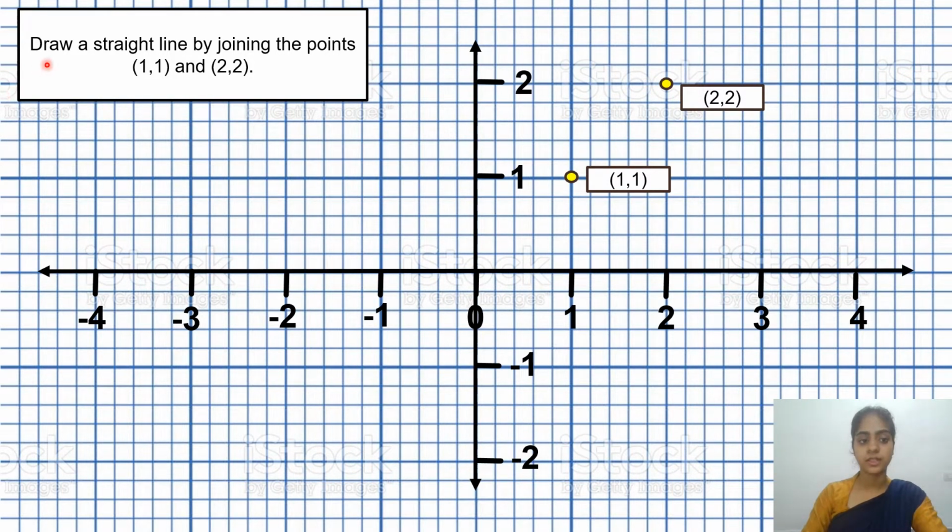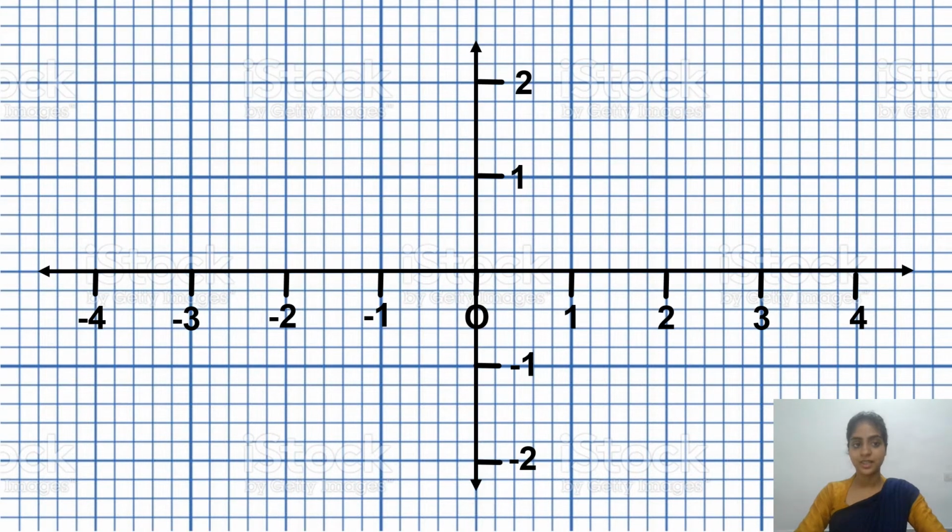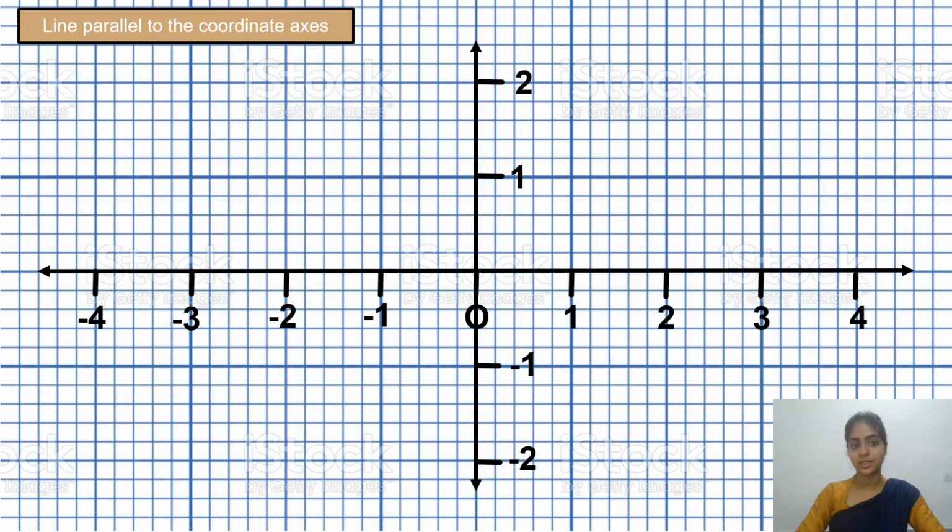Now we have been asked to draw a straight line joining these 2 points. So to draw the straight line joining these points, we join them with a straight line. This is how we draw a straight line by joining the points. Let us learn lines parallel to the coordinate axes.